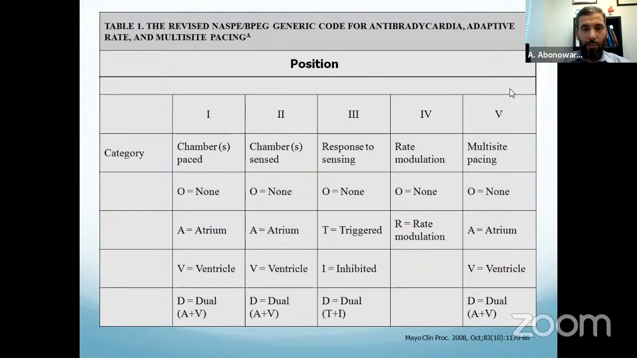So for example here, if you have something called D, D, D, that means dual chamber pacing, ventricular paced and atrial paced, and also chamber sensed, ventricular sensed and atrial sensed, and also rate response to sensing. So you have dual sensing, either inhibition or triggering. And then you have the rate response, the fourth letter, which we mentioned. The fifth one, don't worry about it, we don't use that commonly.